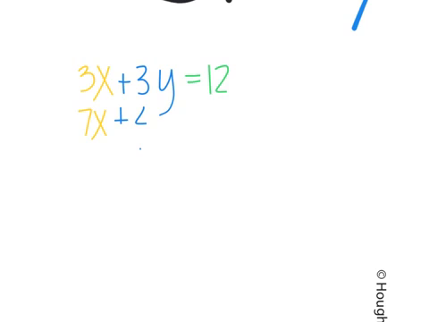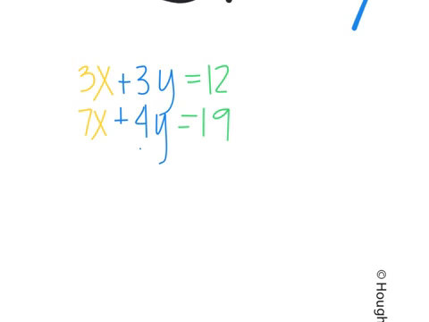Okay, y'all are going to have to help me out because I can't see what I have written. So my first equation was what? 3x plus 3y equals 12. Okay. And my second one was? 7x plus 4y equals 19. Okay.